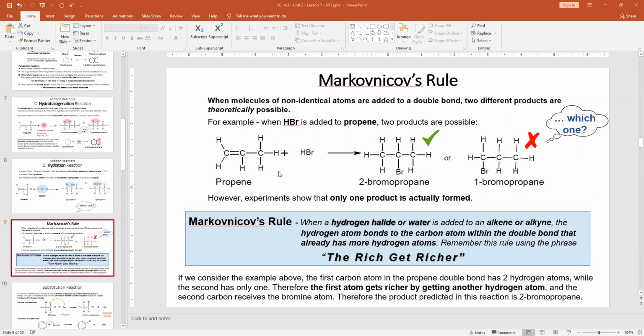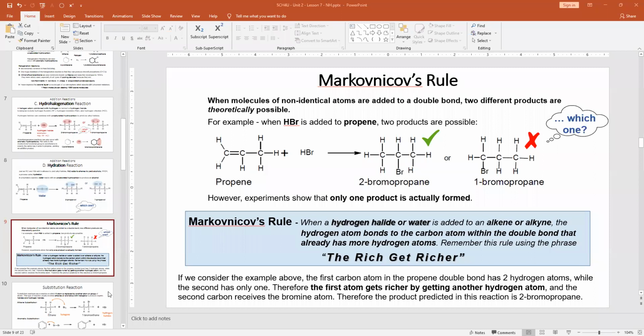And the rule, Markovnikov's rule, says the rich get richer. The rich get richer means the hydrogen will always go to the carbon that is already richer with hydrogen. It already has the most hydrogens compared to the other one, and that's where the hydrogen will go. The rich get richer. Therefore, the product that we would predict would be this one and not this one. This one would not be the correct product of this reaction.